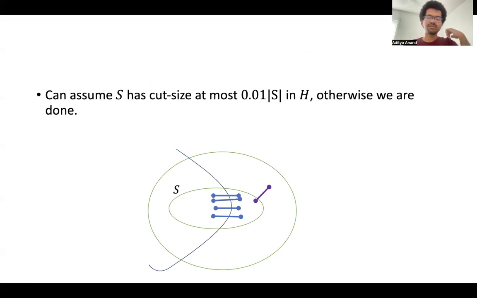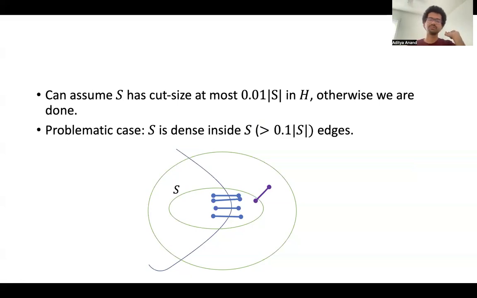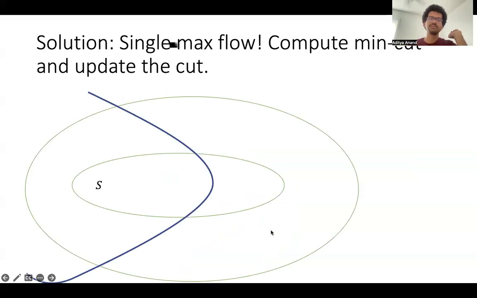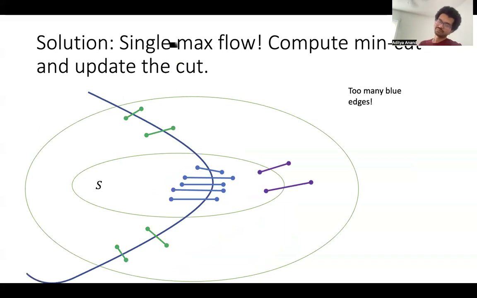So the first thing that we can use to our advantage is that there are not many purple edges. The purple edges are the edges going from S to outside S. Because if there are a lot of purple edges, S is already expanding. So not too many purple edges. But the problem is that there are too many blue edges. So now let's look at this picture again. We have too many blue edges, but very few purple edges.